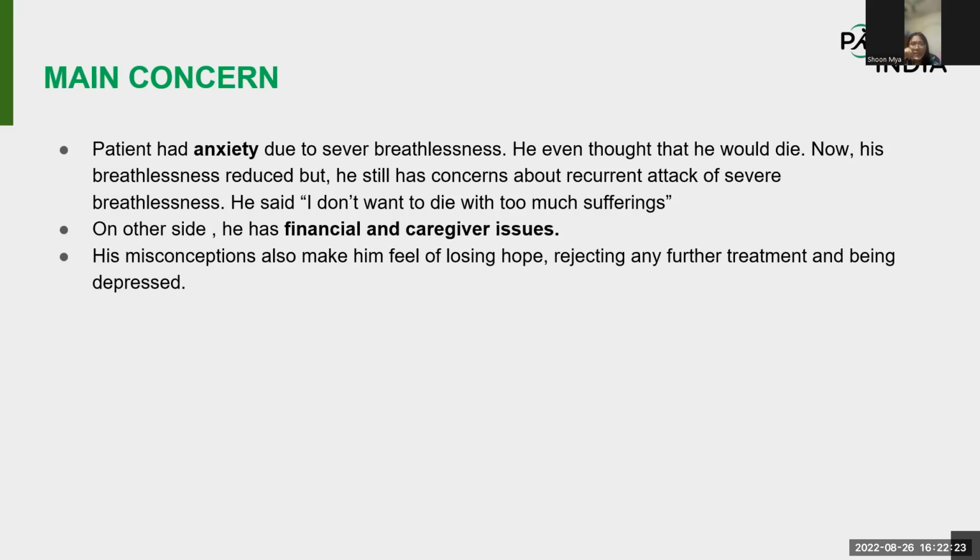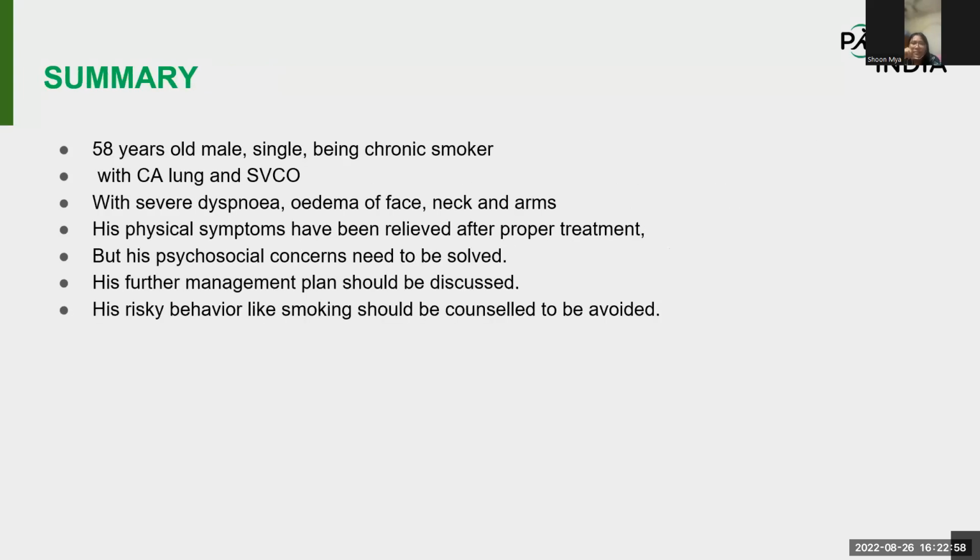His main concern is that the patient has some anxiety due to his severe breathlessness. He even thought that he would die at that time. Now his breathlessness has reduced, but he still has concerns and worries about recurrent attacks of severe breathlessness. So he said, I don't want to die with too much suffering. On the other side, he has financial and caregiver issues, so he denied any treatment. He also has some misconceptions. So I think these make him feel he is losing hope, rejecting any treatment and being depressed.